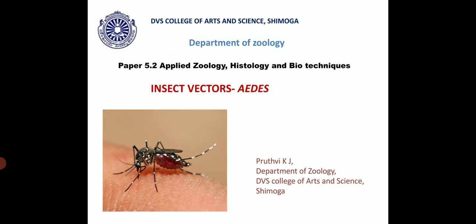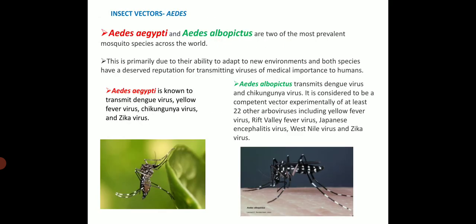In the previous video, we discussed the insect vectors. In that, we discussed Anopheles, and today it is about another insect vector, that is Aedes. Aedes aegypti and Aedes albopictus are the two most prevalent mosquito species across the world.